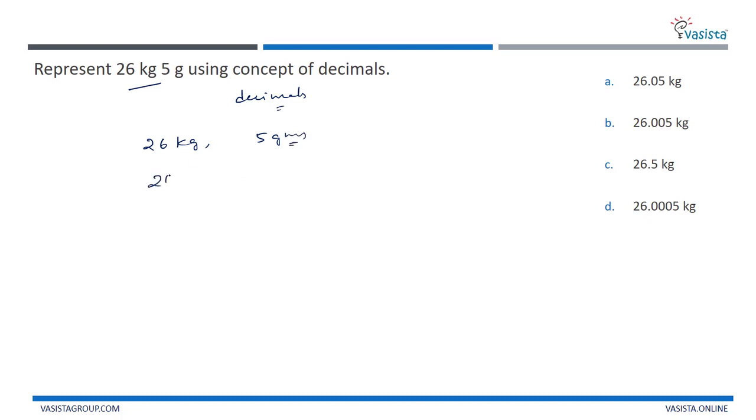Now, 26 kg and 5 grams. So, I need to convert this into kg. You know, 1 kg is equal to how many grams? That is 1000 grams. Right. I need to divide this 5 grams by 1000, which is going to be 0.005 kg.